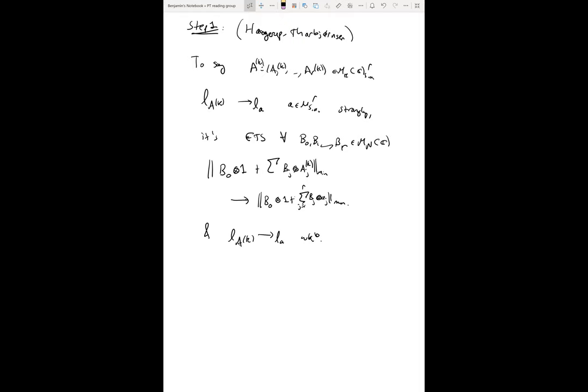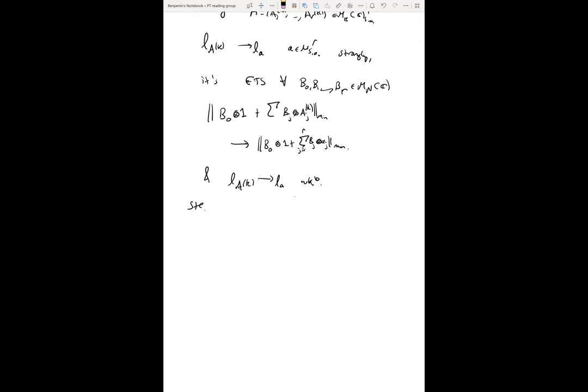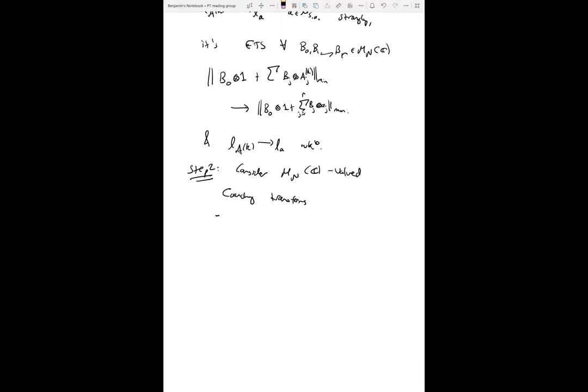So this is this linearization trick. To say that you have strong convergence, it's enough to show this strong convergence for linear polynomials with matrix entries and weak star convergence. Now, weak star convergence in our context, we already have, right? That's just Wojcicki's asymptotic freeness. And step two, which is where most of the work is, you consider the same MN of C, as above, MN of C valued Cauchy transforms. Specifically, you're looking at the conditional expectation onto MN of C of this expression.